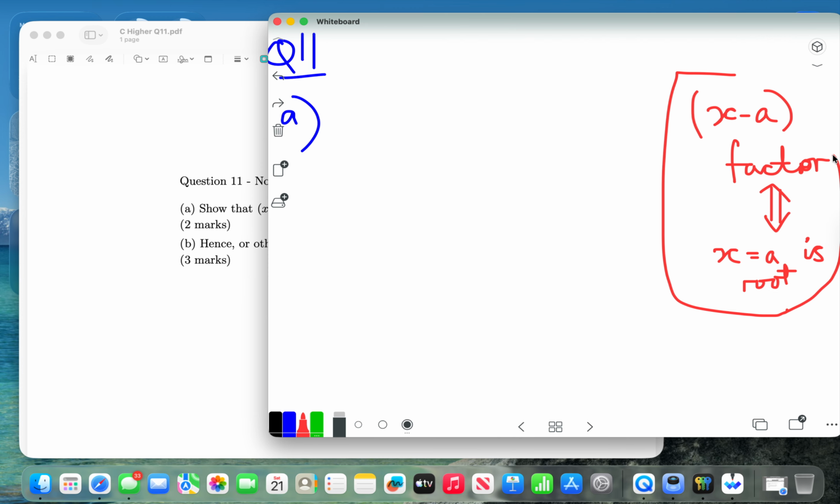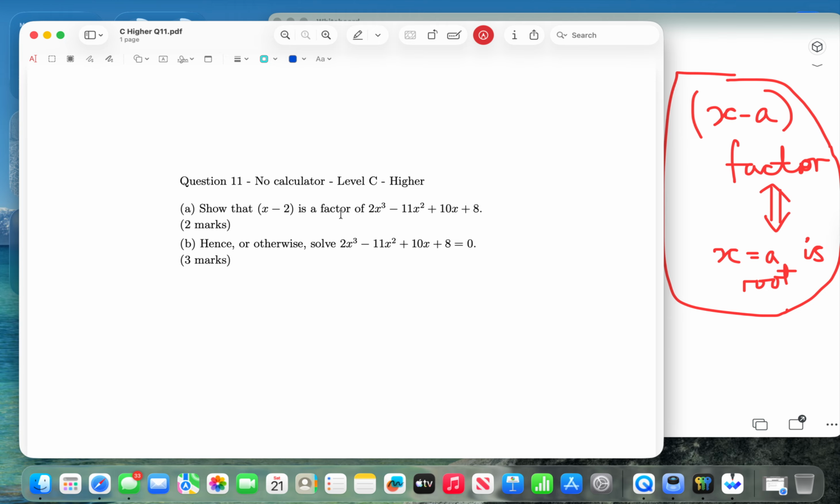So this assumption works both ways. If x minus a is a factor, then x equals a is a root. If x equals a is a root, then x minus a must be a factor. Now we're told to show that x minus 2 is a factor, so we can show that x equals 2 is a root.